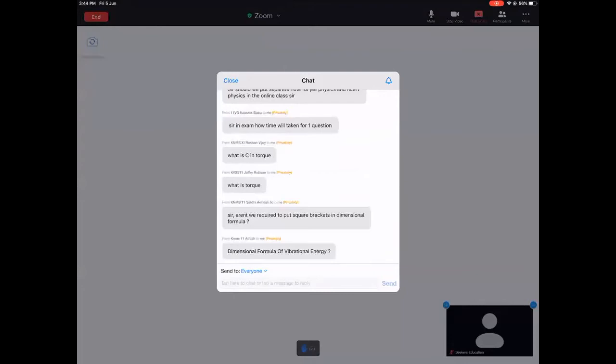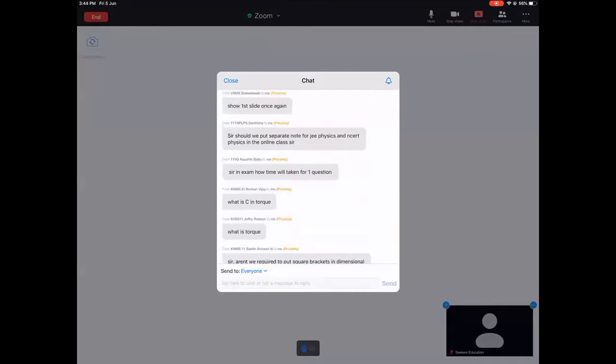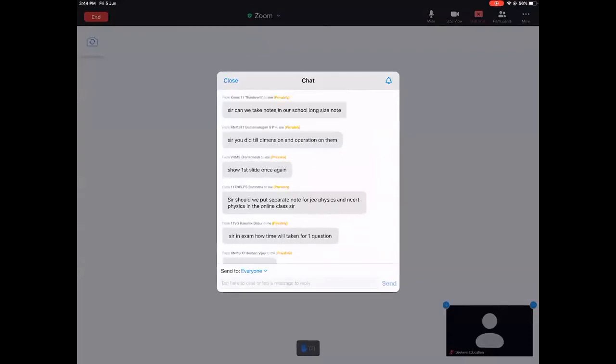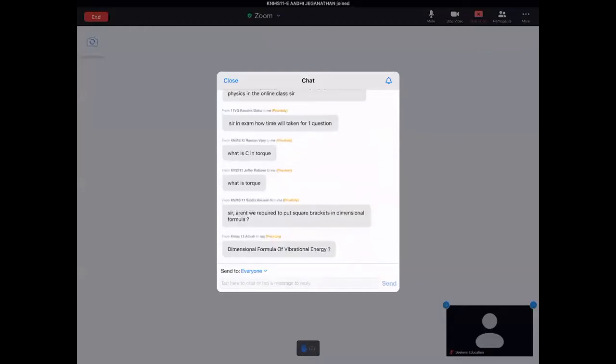Sir, in exams, how much time will you take for one question? It all depends upon your speed. So should we put separate notes for JEE Physics and NCERT Physics? No, one notebook is enough. Sir, slow, first slide again. I will show you. Sir, you did tell dimensions and operations on them. Yeah, we are continuing. Just revision of this thing. Sir, can we take notes in our school long size note? Yeah, you could take. I would advise you to do it in a long size notebook.